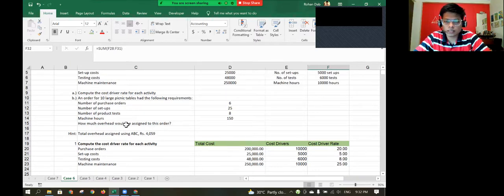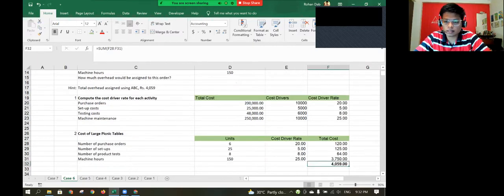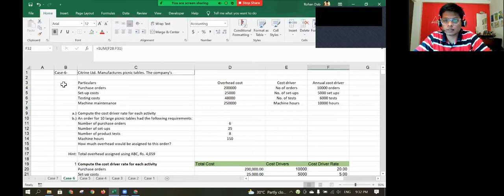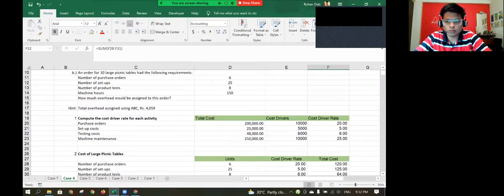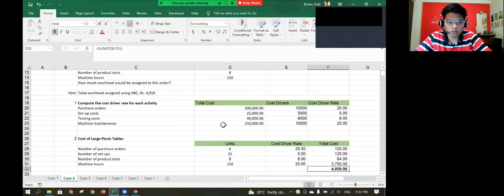How much overhead would be assigned to this order? Because the question is asking how much overhead would be assigned, that's why it came to this much. In case the question had mentioned the direct material or direct labor, I would have included that also. The answer is also matching with whatever sir has given to us. It's just the presentation, you have to figure it out in the exam. So this was a very simple question, and I hope everyone was able to follow. It's probably an easy kind of question that might come.